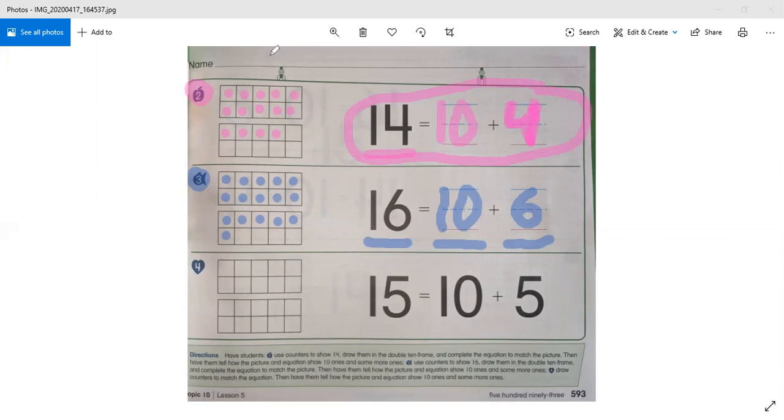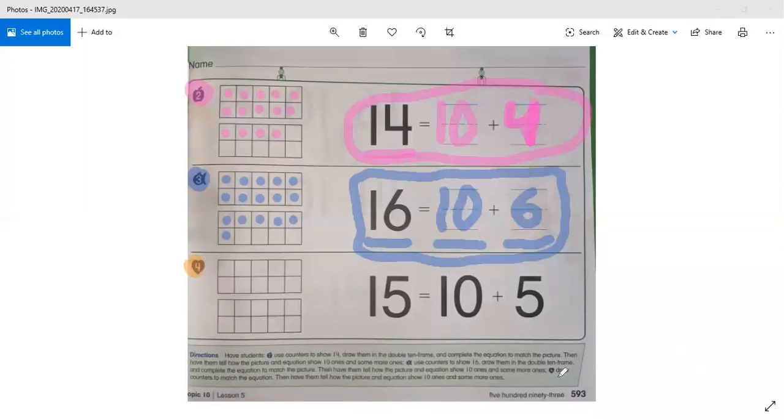All right, let's move on to number 4 and make sure you wrote down this equation right here because I'm going to be checking your paper. And for number 3, you should have 16 equals 10 plus 6. Okay, let's do number 4 now.